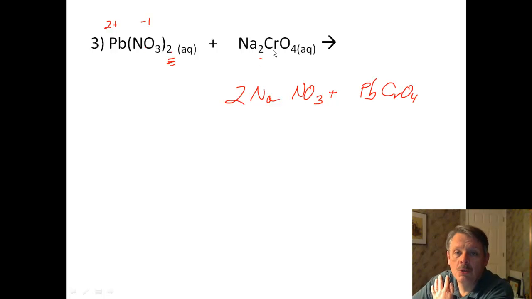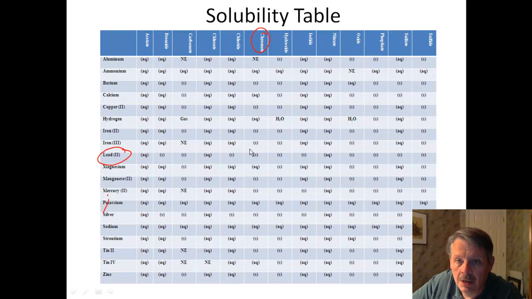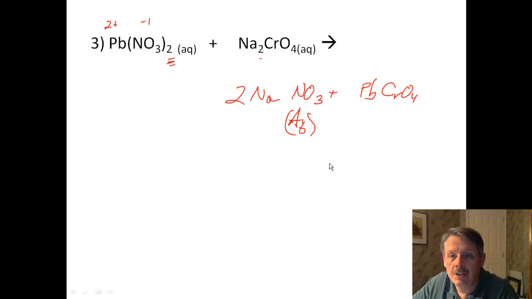Well, the first two we're told are aqueous. We know that anything with sodium and anything with nitrate in it is also aqueous. So maybe lead chromate is going to be a solid. So let's look up lead chromate. I found lead, and I found chromate. I want to get down to where they cross each other. It's a solid. So lead chromate is a solid. So this, in fact, is going to work. So we now have a balanced chemical reaction that actually works.